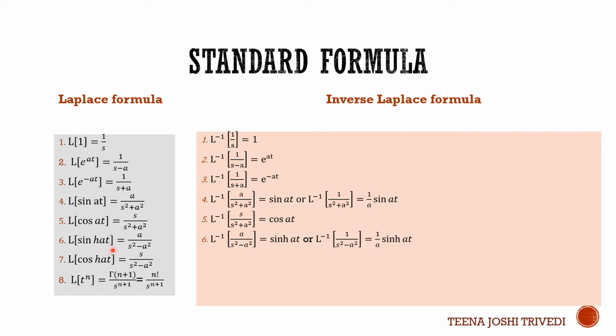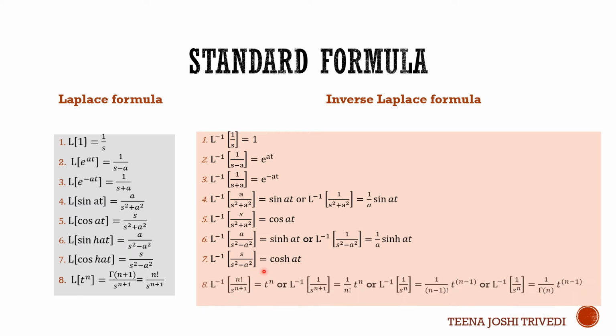Sin hyperbolic at, a upon s square minus a square. In hyperbolic formula, denominator is negative, s square minus a square. So Laplace inverse of a upon s square minus a square is equal to sin hyperbolic at. Similarly, if constant is not there, it will be 1 upon a sin hyperbolic at. Laplace inverse of s upon s square minus a square: if numerator is s, it will become cos, so it will be cos hyperbolic at.